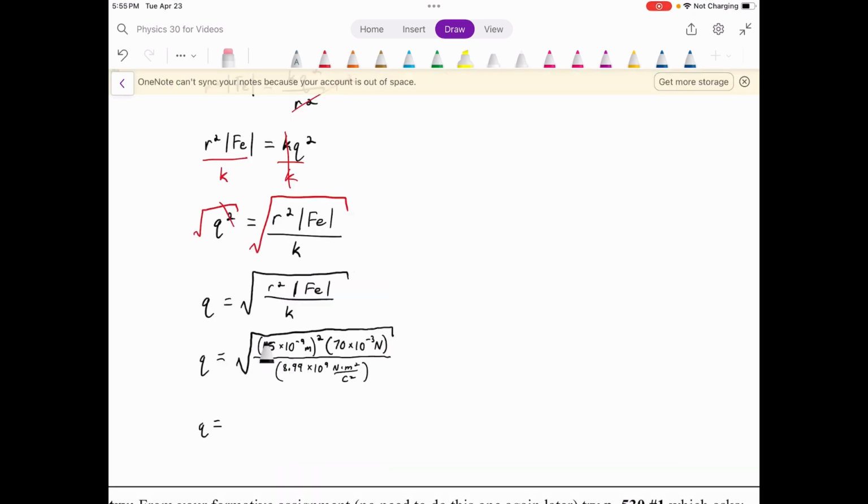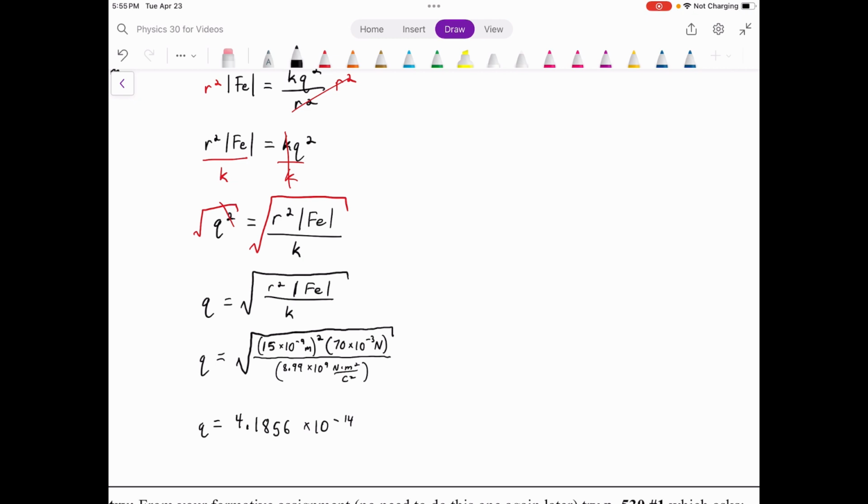All we have to do is carefully enter this into our calculator. I would definitely not try to enter this all in one big step. Break it up into smaller pieces. Do 15e negative 9 and square it. Then multiply that by 70e negative 3. Then divide by 8.99e9. Hit enter. And then take the square root of whatever you get. Don't be scared to hit enter, even write down your answer as you go. But when I did all that, I got 4.1856 times 10 to the negative 14.